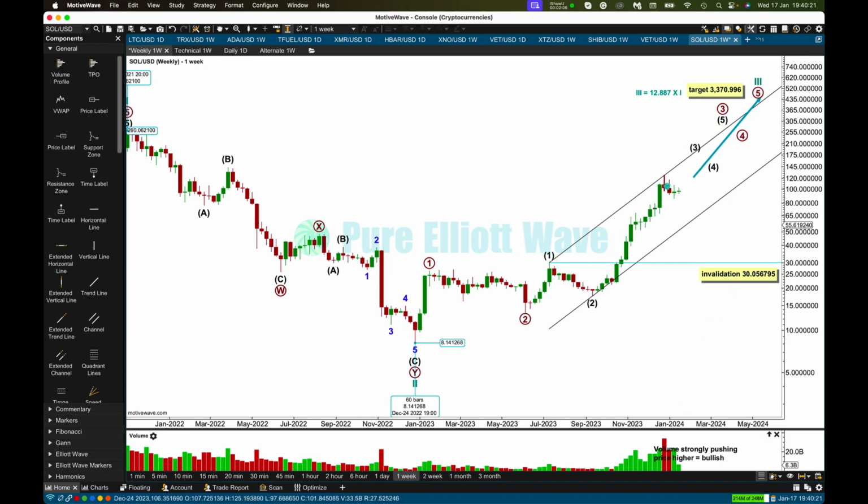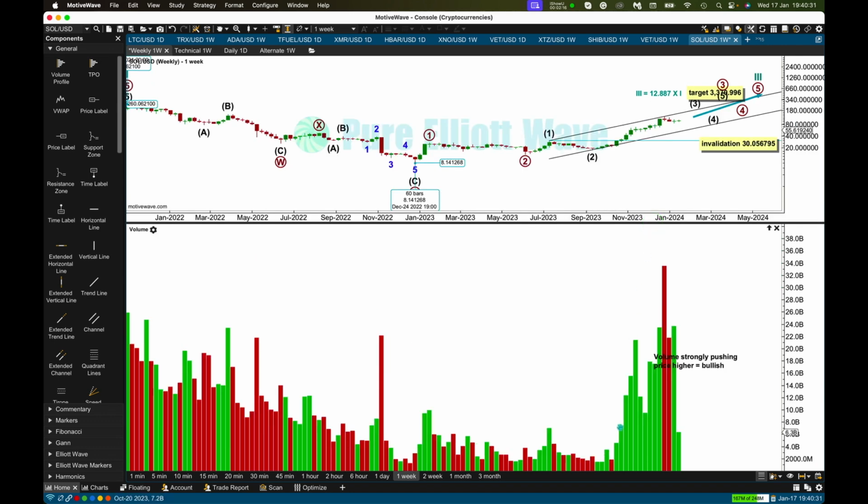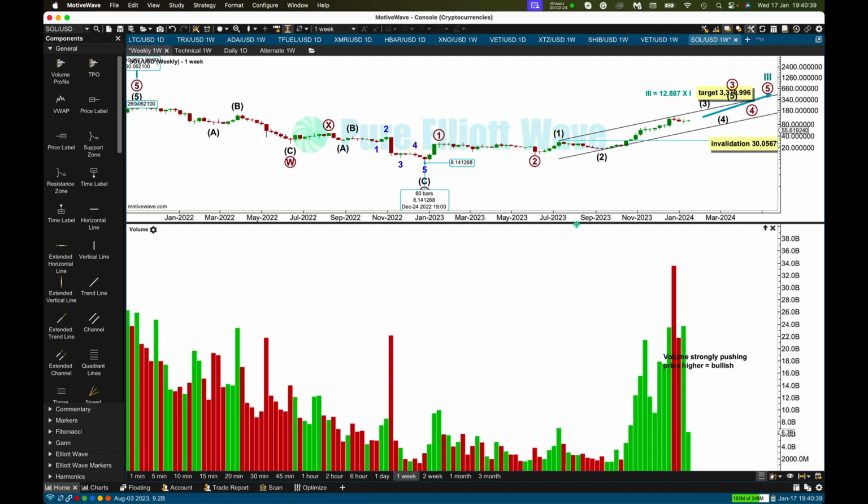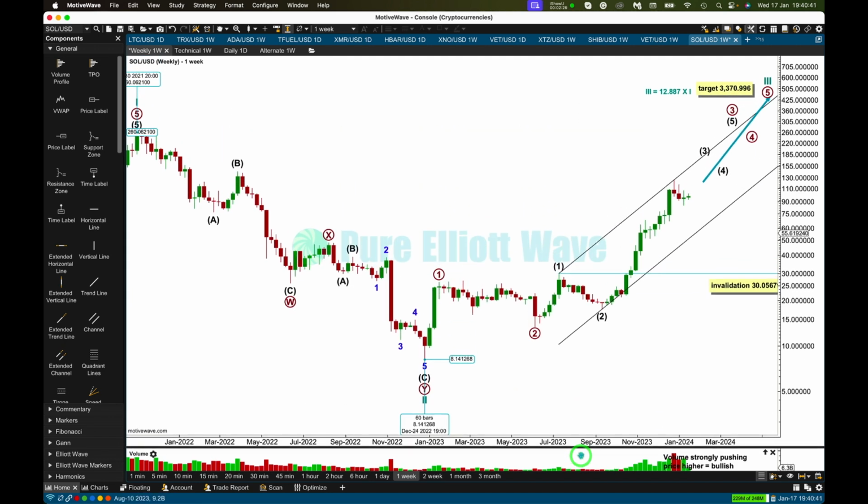30.056795. This candlestick here, a little bit of a concern with a bit of a bearish upper wick. That could be resolved now by a couple of weeks downward movement though. Volume starting to return to the market. That's exactly what you'd expect to see for a third wave. So not as strong as it was in the beginning, but Solana's doing really well. So good to see volume returning to these markets now.